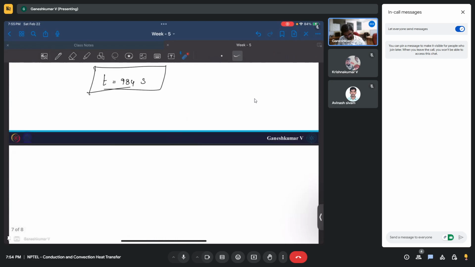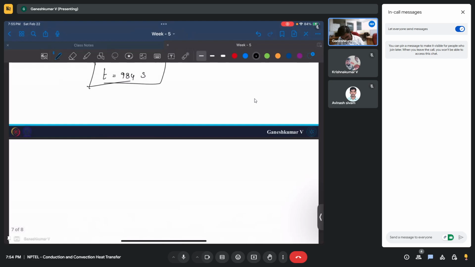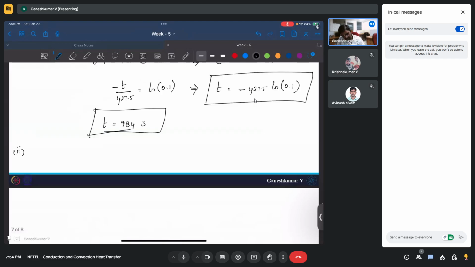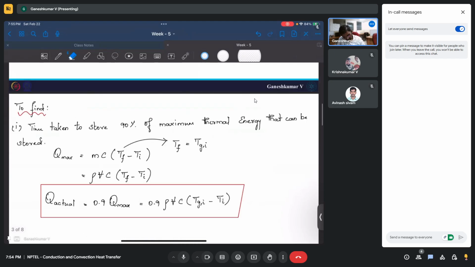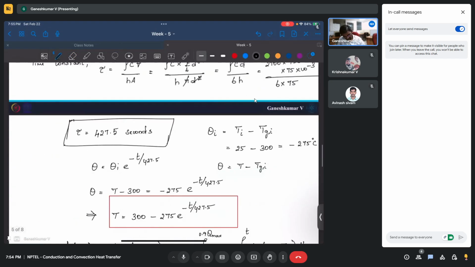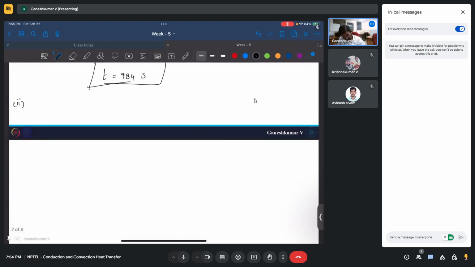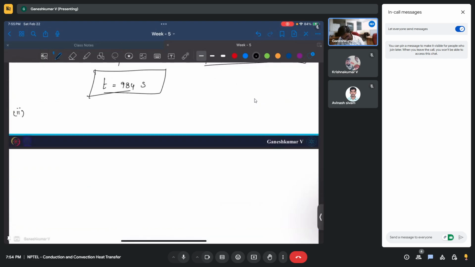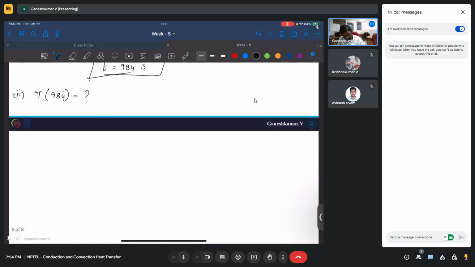Okay, let's see whether our hypothesis is right. The second problem actually revolves around that. The second problem says, what is the corresponding temperature at the center of the sphere? So at time t equal to 984 seconds, what is T? T at 984 seconds, what is that? That is what they are asking.